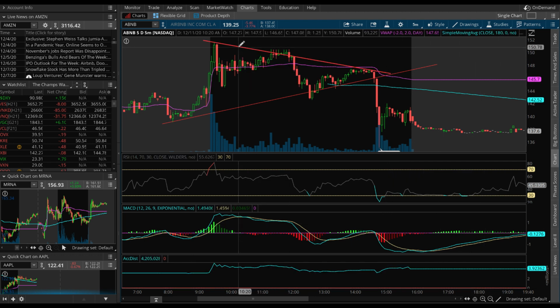Once again, it's the characteristics of the pattern. It's not about the drawing. It's not about the pattern. It's about the characteristics of the pattern. And you have those key characteristics once again: the lower highs, the higher lows.